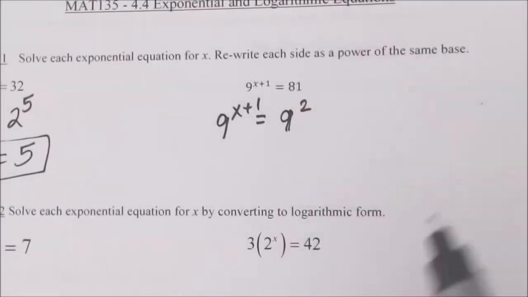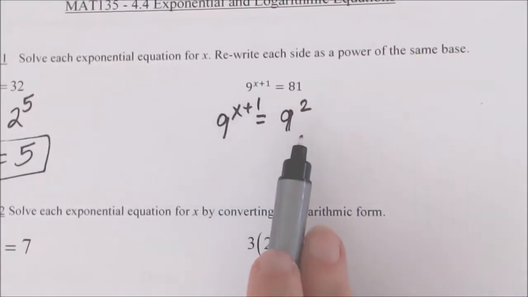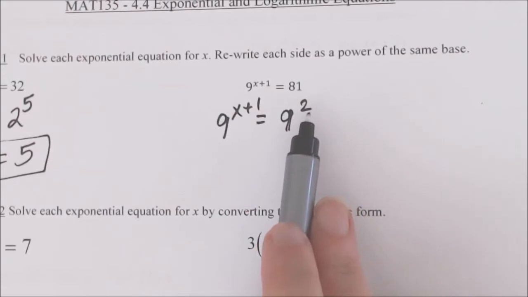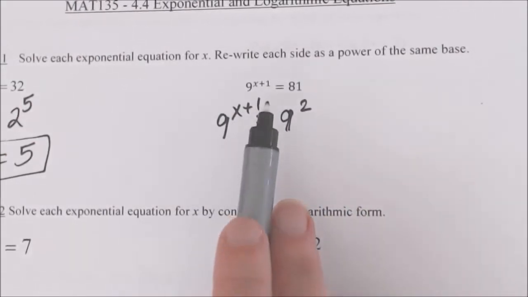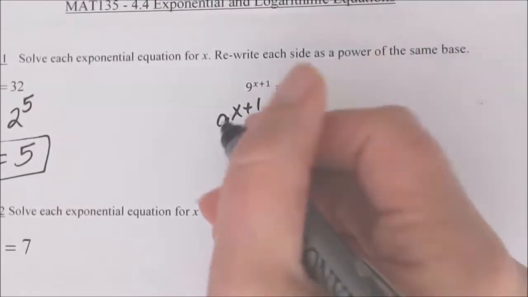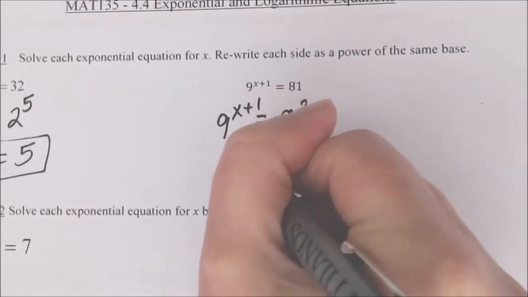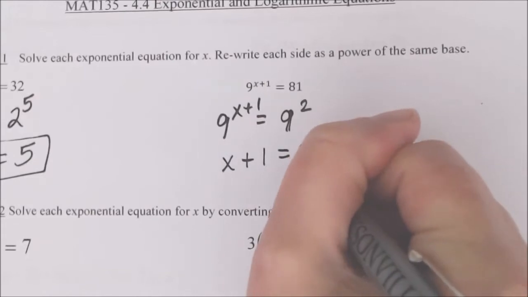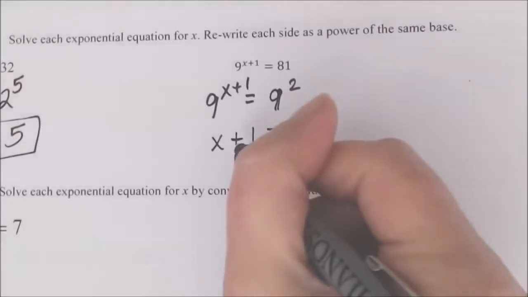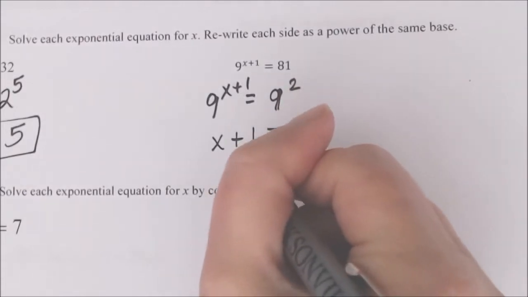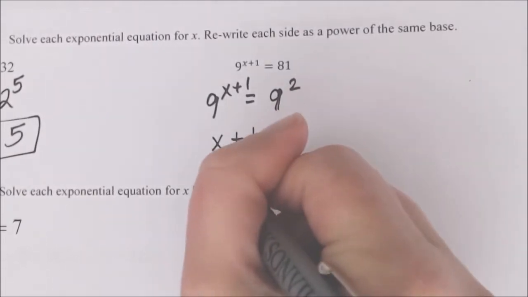So then we have 9 to the x plus 1 equals 9 to the 2nd. Since they both have a base of 9, what has to be true about the exponents? They have to be equal. So I'm going to drop the bases and set x plus 1 equal to 2, and solve from there. We subtract 1 from both sides, and we get a solution of x equals 1.